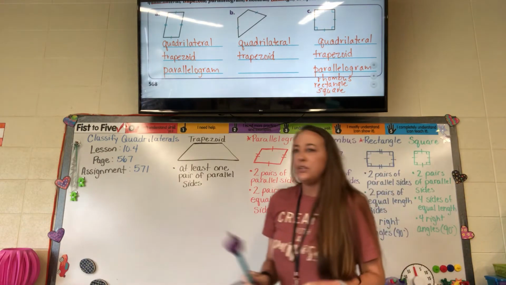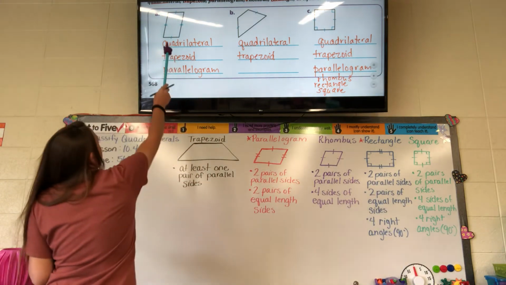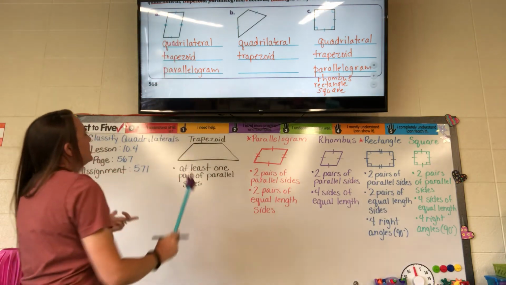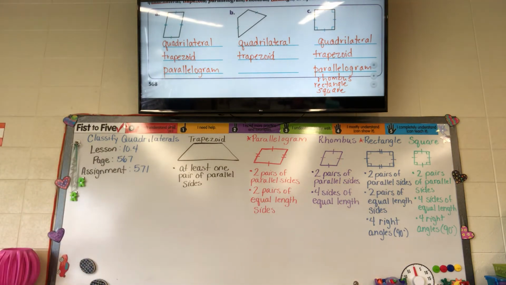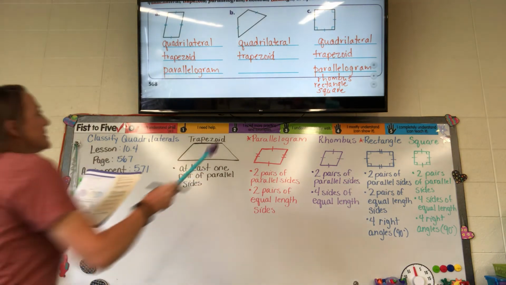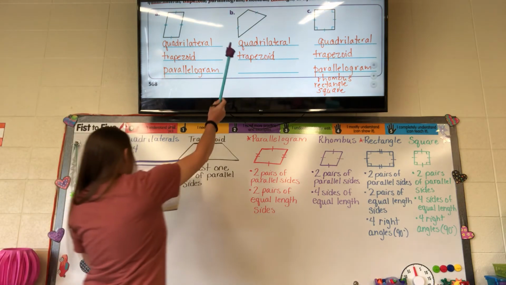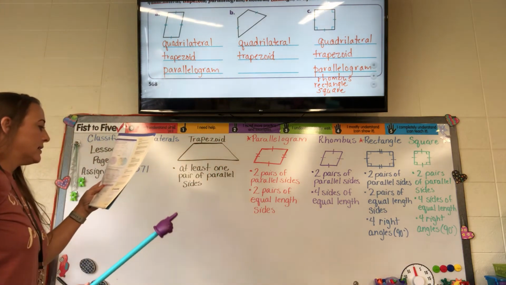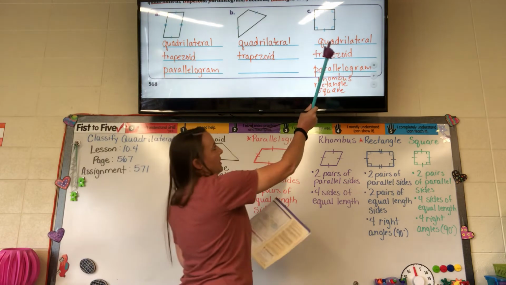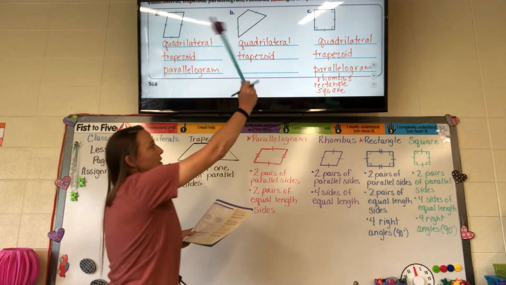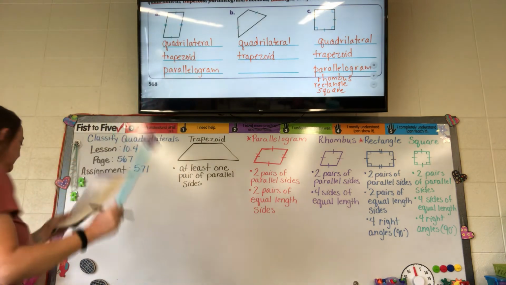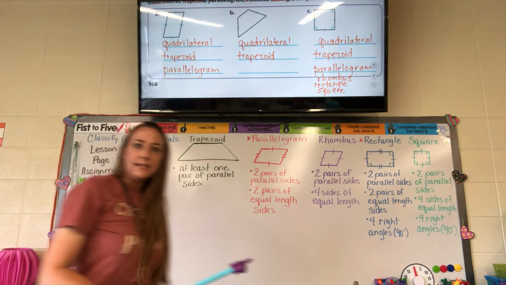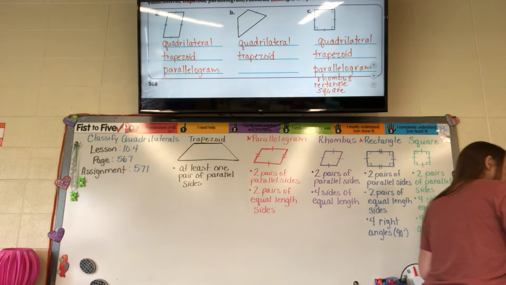So we have three, so this example is considered a quadrilateral, a trapezoid, and a parallelogram. This guy is considered a quadrilateral and a trapezoid. And this guy is everything: a quadrilateral, a trapezoid, a parallelogram, a rhombus, a rectangle, and a square. Pretty crazy, huh? Okay.